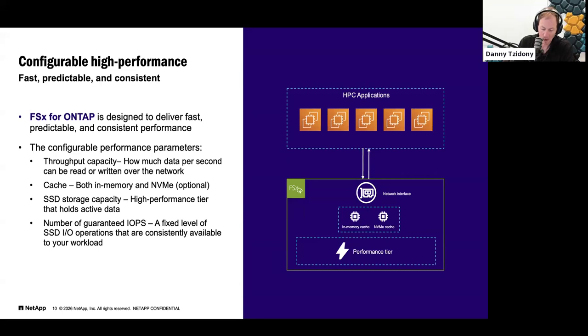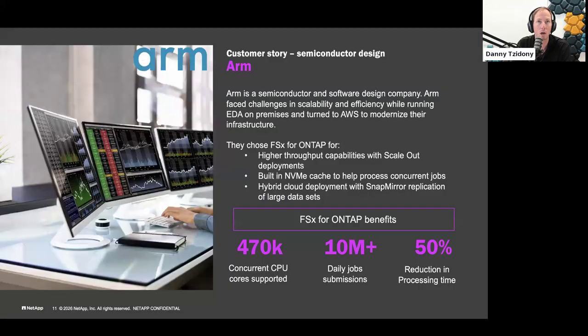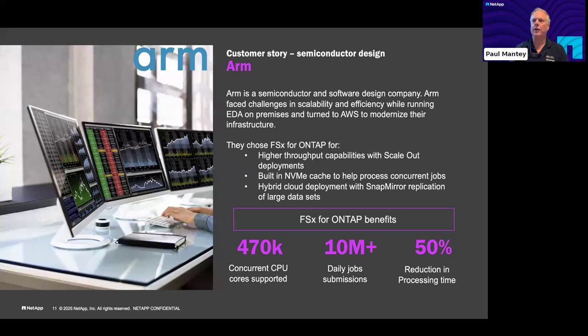Brilliant. And now we'll hand over the stage to Paul to guide us through one of the customers' stories who chose FSx for ONTAP for those reasons. Paul, go ahead. Yeah, this is a story about ARM. ARM traditionally has been an IP provider, providing CPU and GPU core designs to other customers downstream to incorporate into their own systems. So they've generally created a logically consistent block that then gets imported by other customers and placed and routed onto chips.